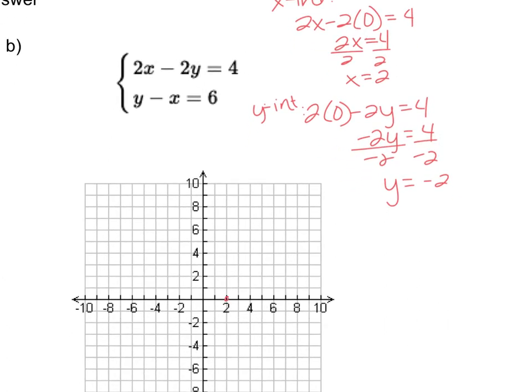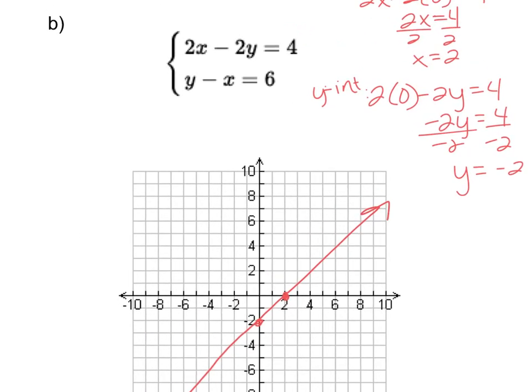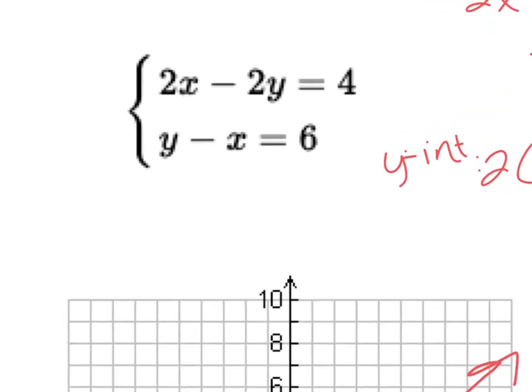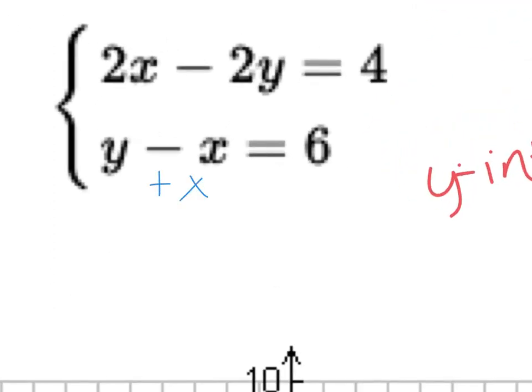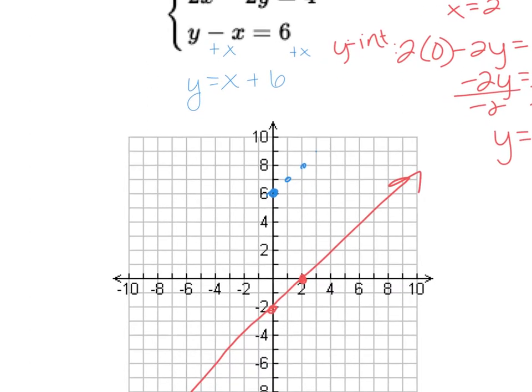Okay, let's connect those. So 2 on the x-axis, -2 on the y-axis. So let's see how bad this is going to look. Okay, might have to fix that later, but I think it'll be okay. All right, this next one is a little bit different. You could use that same way that I just did, or I think it's easier just to get the y by itself on this one and add x to both sides. So this would be y equals x plus 6. Okay, so now we have a graph at 6 on the y-axis. Slope is +1. Okay, and it looks something like this.